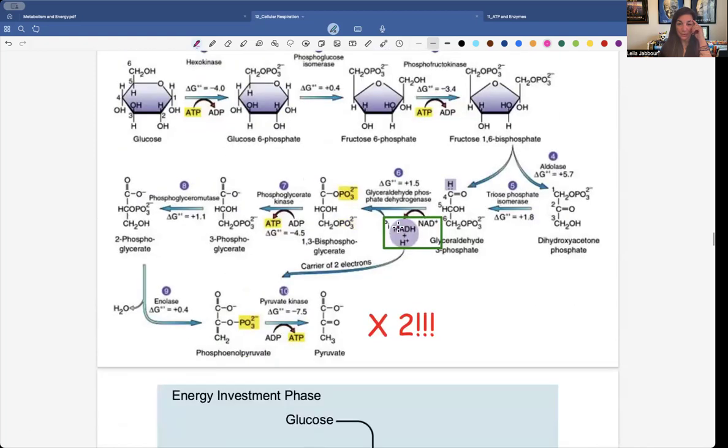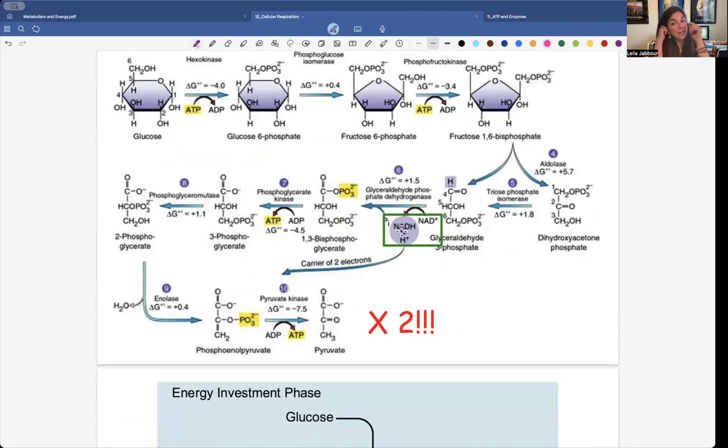And I missed this one. So here we go. NADH is created right off the bat after the G3P appears. So this is your G3P. There's another G3P. They are both 3-carbon molecules that come from the fructose, this intermediary molecule.